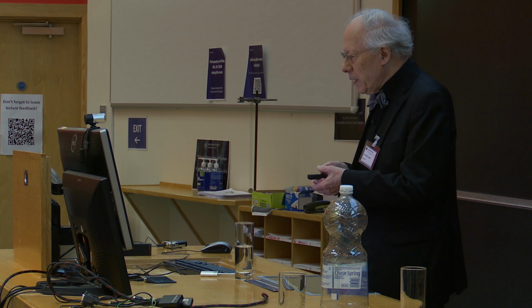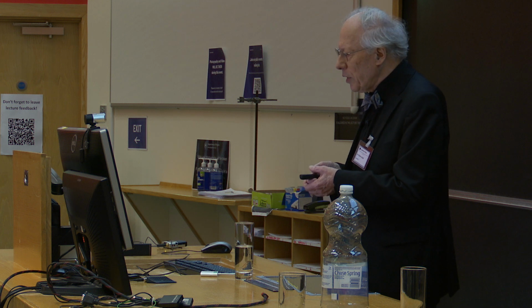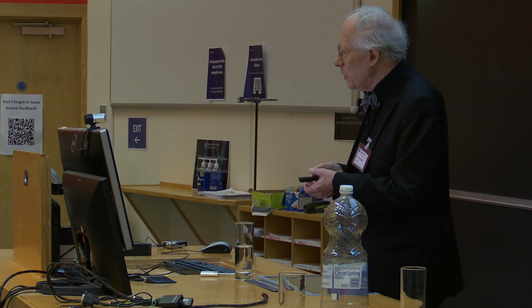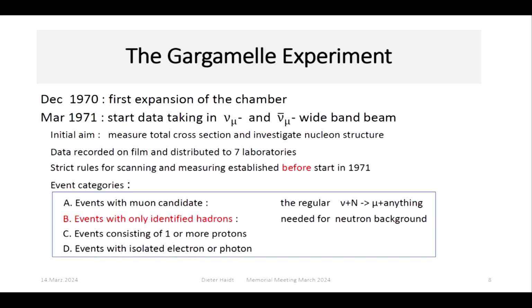The events were distributed in 4 categories: the regular neutrino events, which have a muon candidate in the final state. Then a key category was those events which consist only of identified hadrons. These were supposed to be the neutrons, and these were important in order to correct for particles, positive or negative, which are supposed to be a muon but in reality are a pion. Then there are events consisting of just 1 or more protons, and finally events with an isolated electron, positron, or photon.